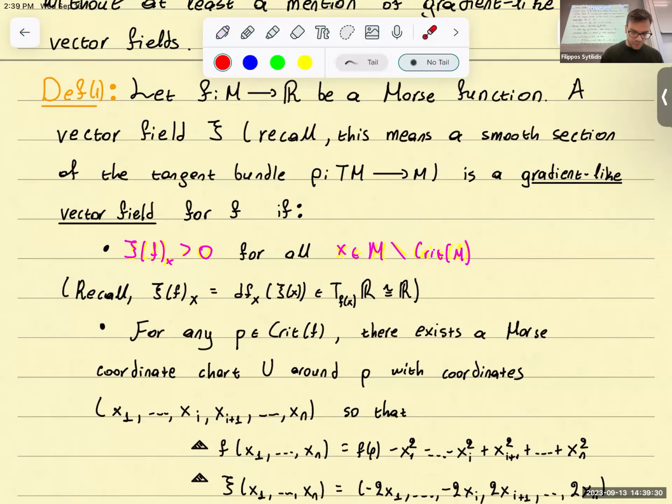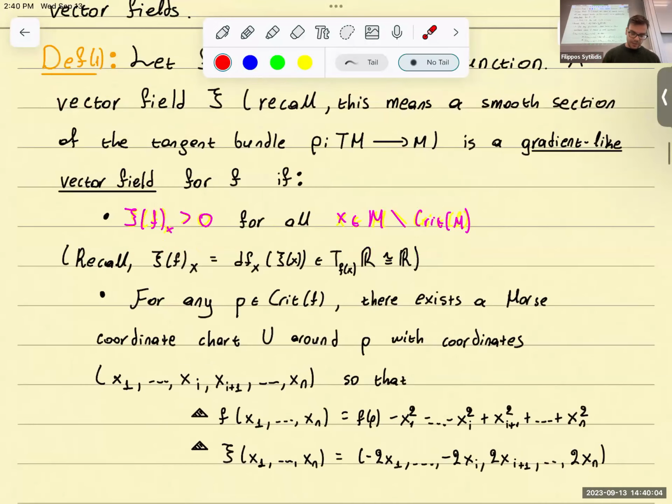And just recall what I mean by that. We have the derivative map from the tangent space of M to the tangent space of R, and the tangent space of R at any point is canonically isomorphic to R. So this derivative map is going to take the psi of x, which is a vector in the tangent bundle, and give us a real number, which we ask for it to be positive.